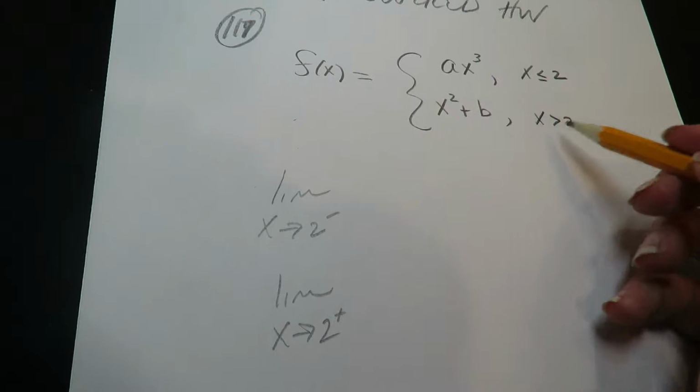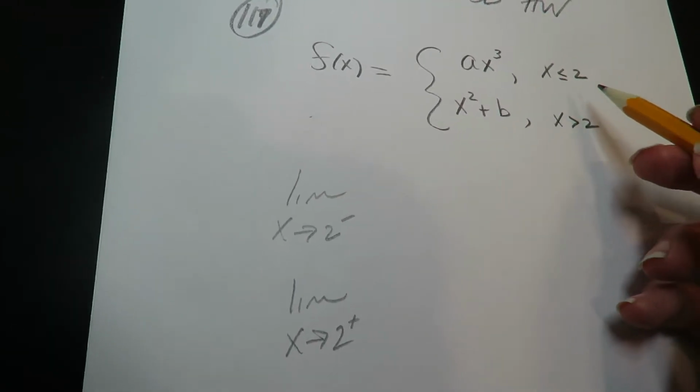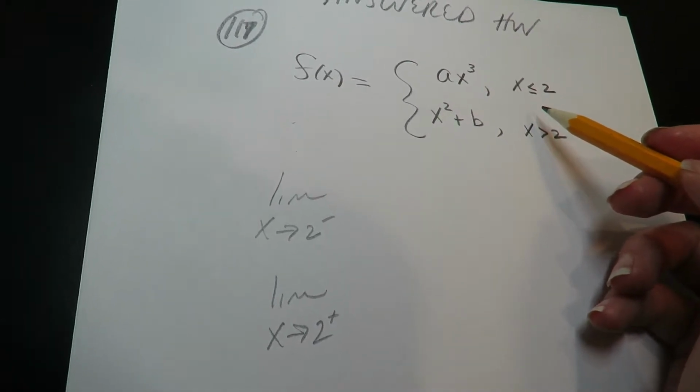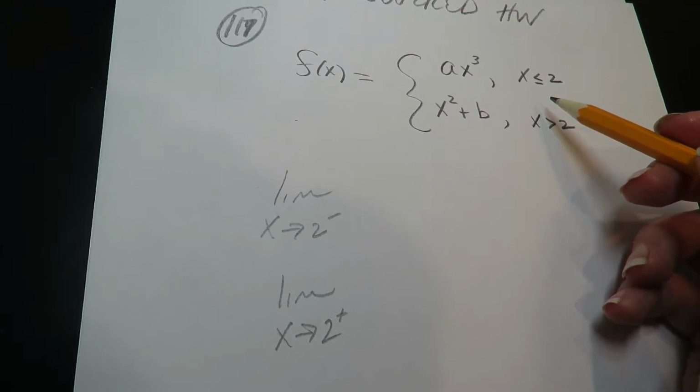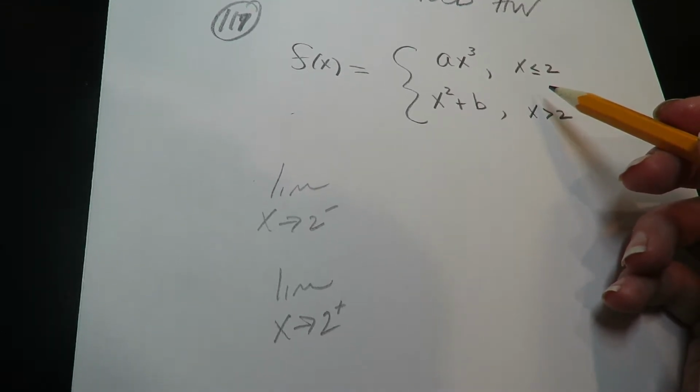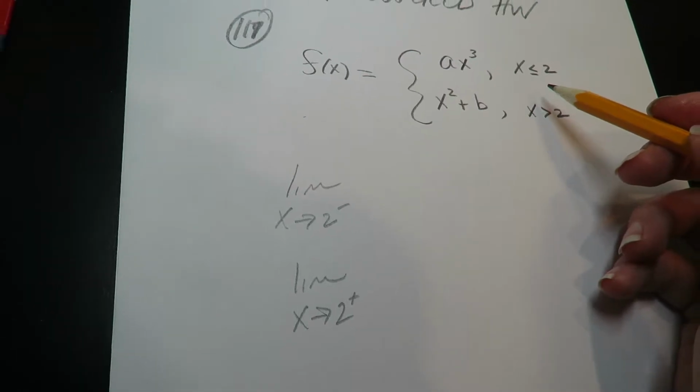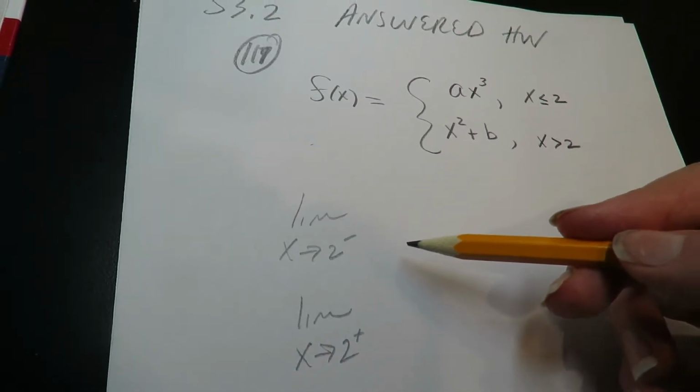The first thing we have to do is make sure that the function is continuous. And remember, there's three conditions for continuity: the point exists, the two-sided limit exists, and the point equals the two-sided limit. So I'm starting in that arena.